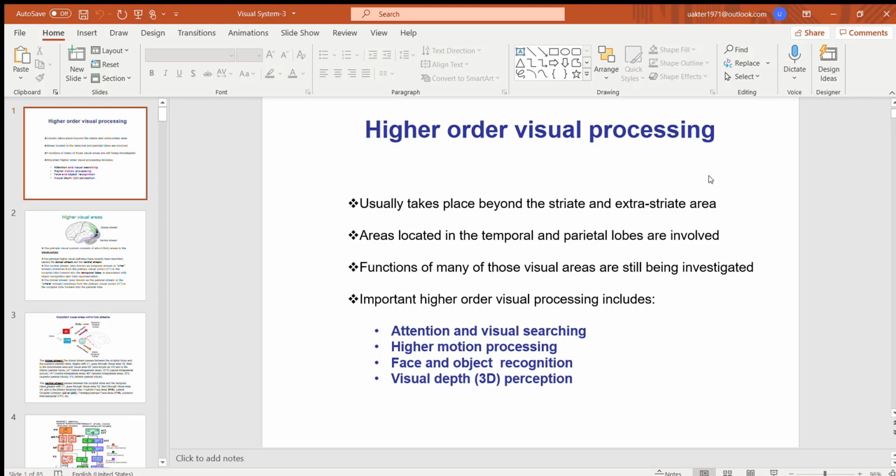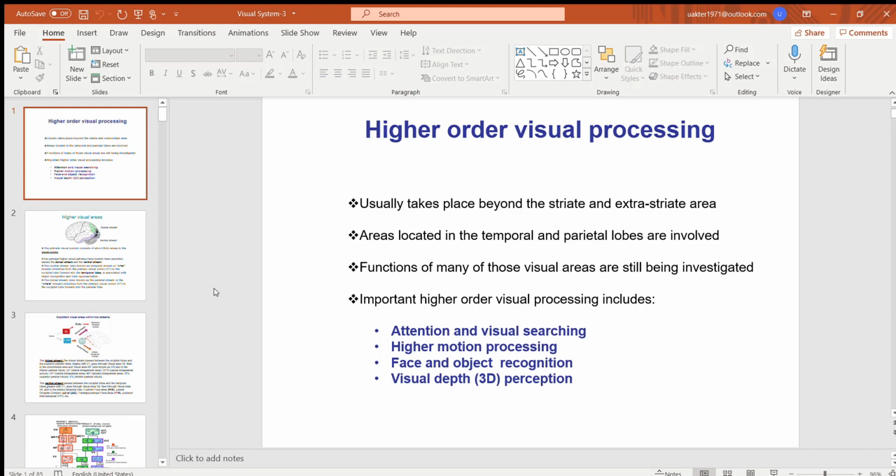Now, which functions are considered higher visual functions? Not just seeing the image of something, which is processed in V1, V2. However, higher visual functions include visual attention, visual searching, higher motion processing, face and object recognition, and visual depth perception. So these tasks belong to higher visual functions.